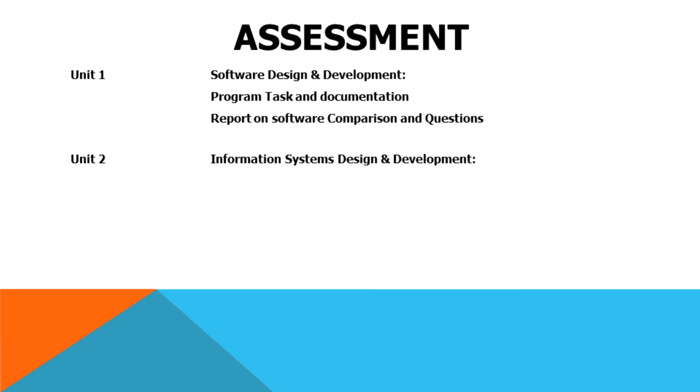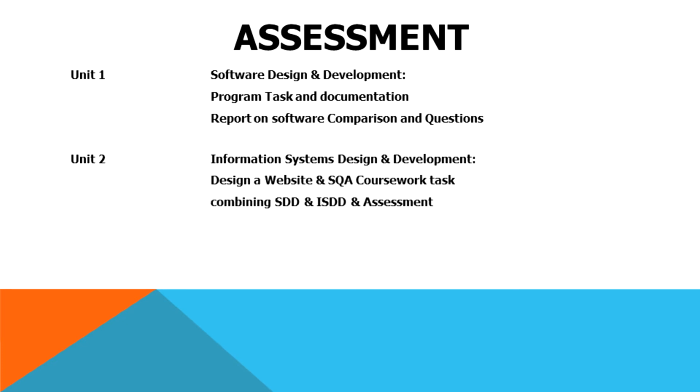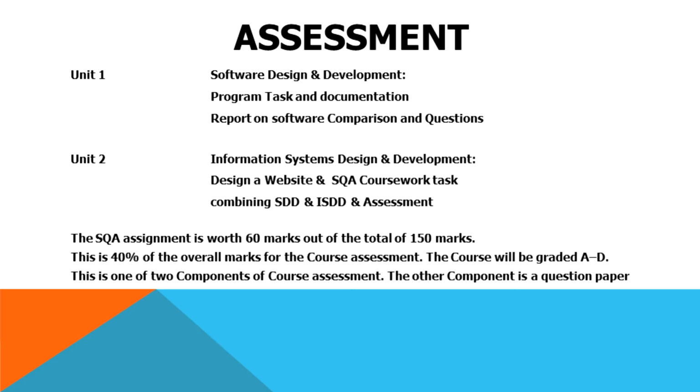Second unit is information systems design and development, and again there is an assessment that comes under that. They will undertake an SQA coursework task which will combine both the first and second unit in that assessment. So as I've said previously, 40% of their overall grade will come from these two unit assessments. The second component is the paper that they will complete under exam conditions. That will be worth 60% of their final grade, and that will be 90 marks in total.